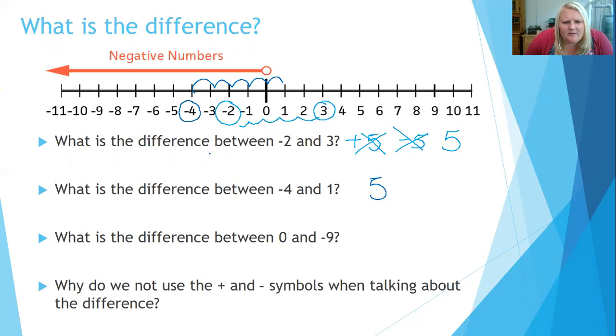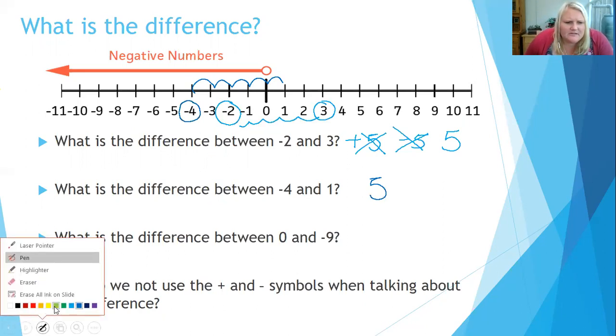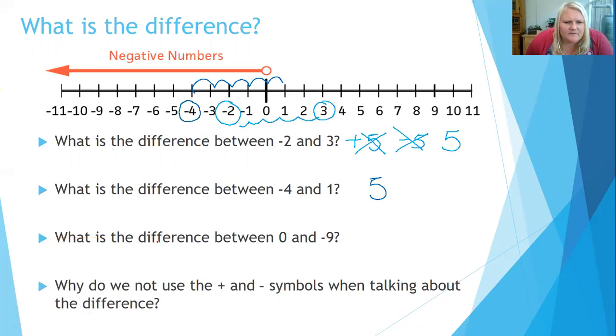Without counting it, can you tell me what the difference between 0 and -9 would be? Have a think. Let's check if you're right. 1, 2, 3, 4, 5, 6, 7, 8, 9. That's correct. They have a difference of 9.